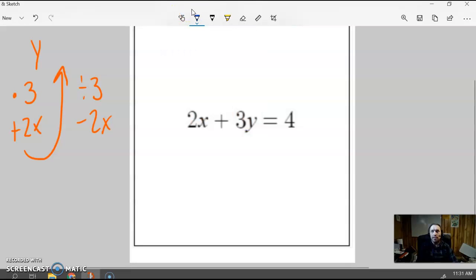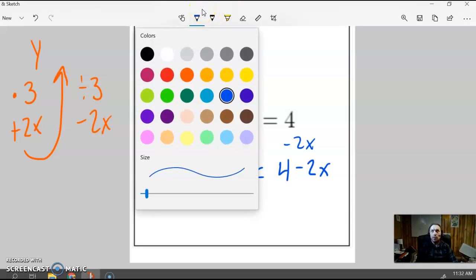First, let's subtract both sides by 2x. Minus 2x, minus 2x. And this should eliminate, and we get 3y equals 4 minus 2x. First one done.